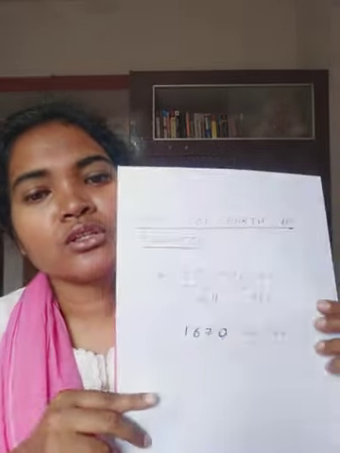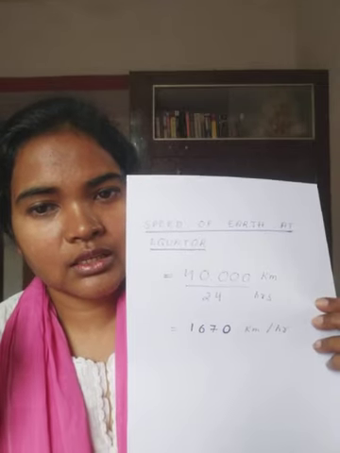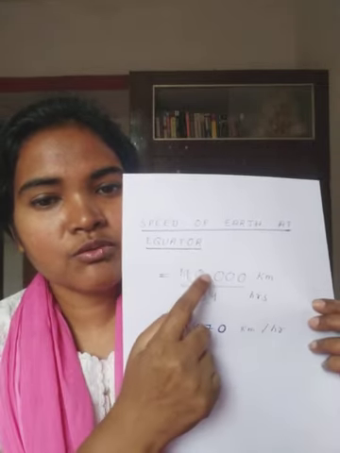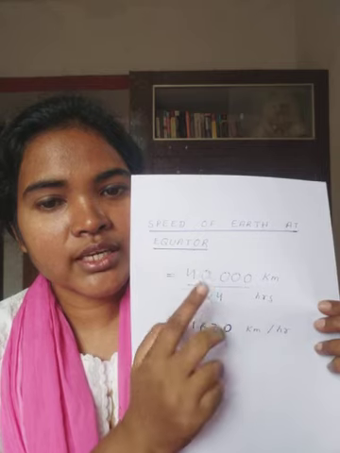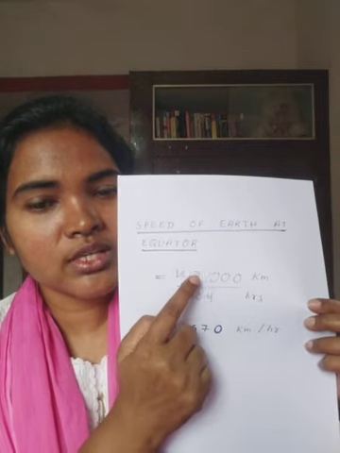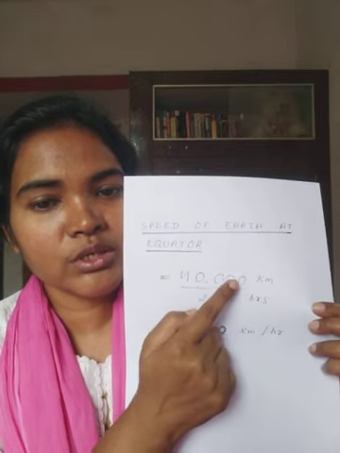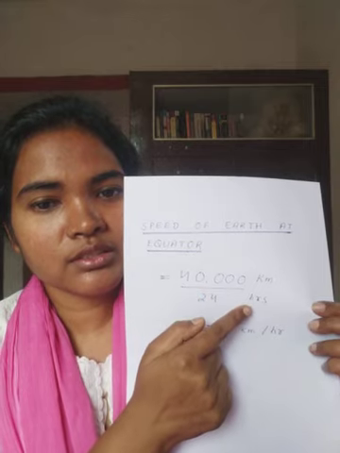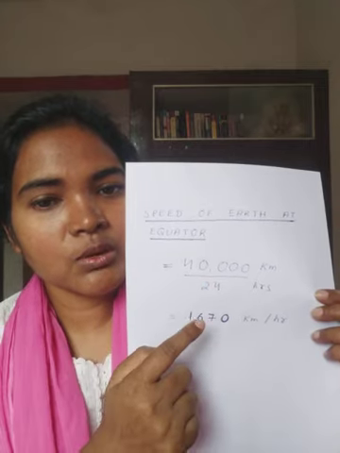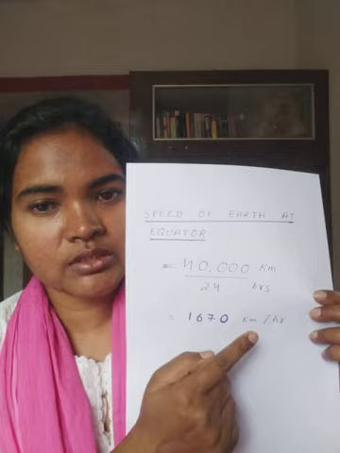Talking about the speed of the rotation of the earth. We all know that speed is distance by time. So if we take the equatorial speed, it will be distance by time, that is the equatorial circumference 40,000 kilometers divided by 24 hours. So it comes to 1670 kilometers per hour at the equator. Now speed at the equator is highest.